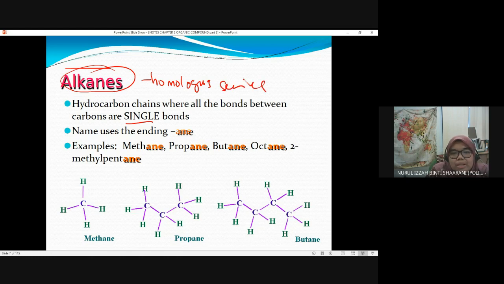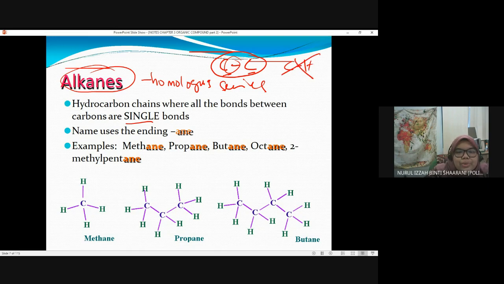Okay, or the family name. The functional group is a carbon-carbon single bond, or we can represent it like this. So this carbon-carbon single bond is between carbon and carbon, not between carbon and hydrogen. Okay, between carbon and carbon.